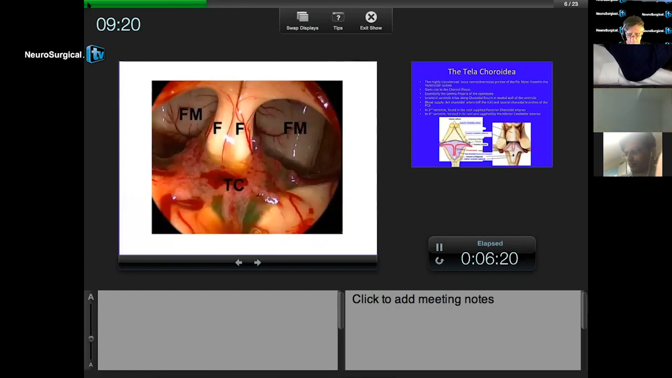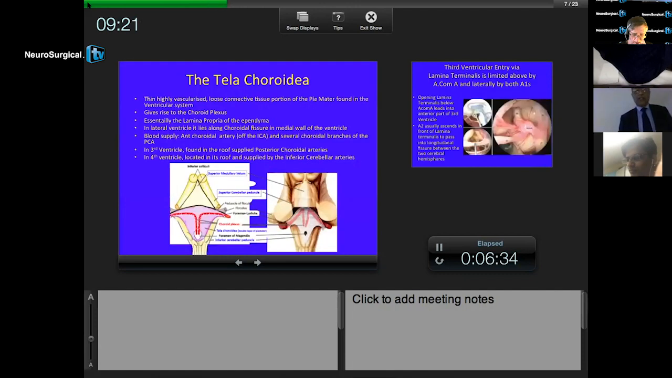This is a more detailed view of that anatomy, essentially showing us the foramen of Monro, the tela choroidea, and the fornix. Now, what is the tela choroidea? Essentially, you can look at it as the lamina propria of the ependyma. So these are folds of the ependyma. They are thin, highly vascularized, loose connective tissue portion of the pia mater found within the ventricular system.